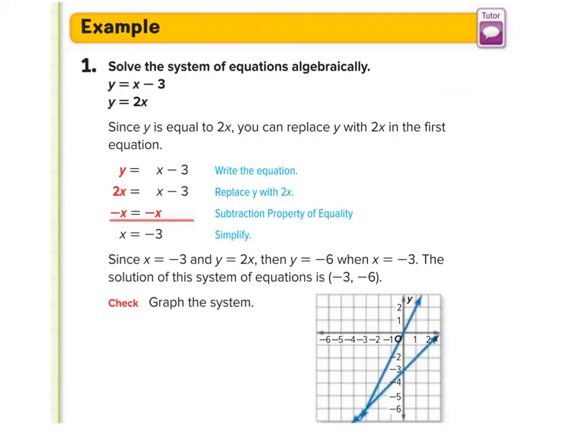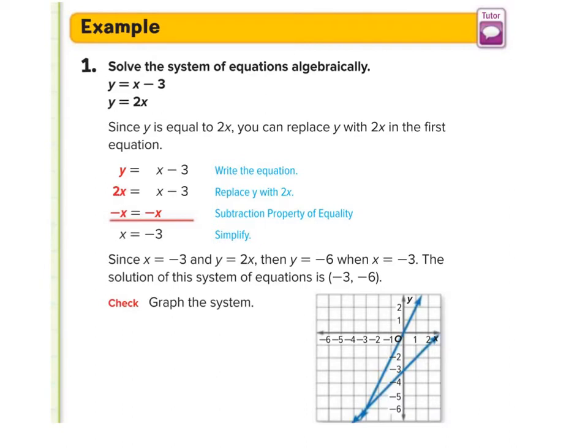So number 1, it says solve the system of equations algebraically. y equals x minus 3 and y equals 2x. So since y is equal to 2x, you can replace y with 2x in the first equation. So for example, you can substitute in 2x for y. So 2x equals x minus 3.